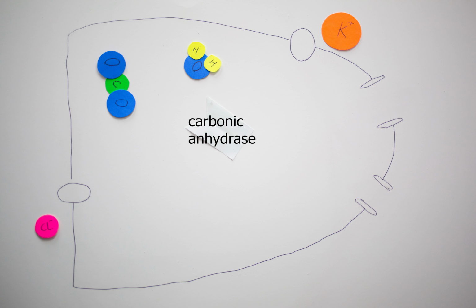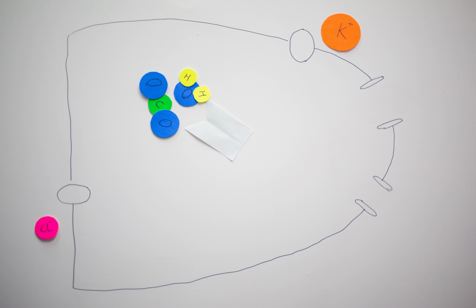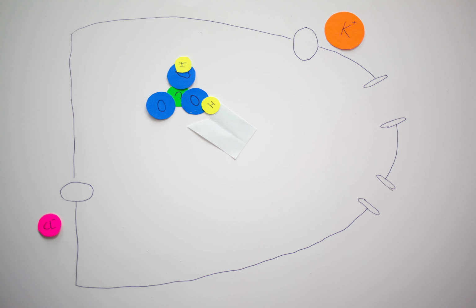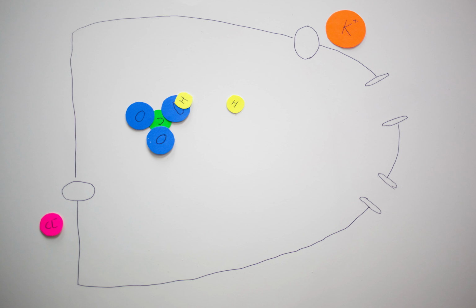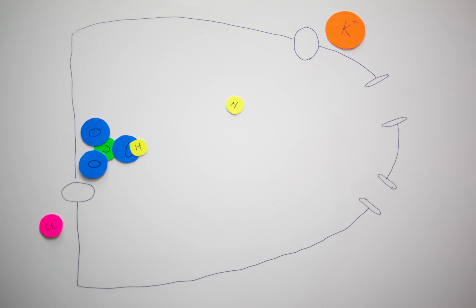and the enzyme carbonic anhydrase catalyzes a reaction between the CO2 molecule and water to form carbonic acid, or H2CO3. The carbonic acid then dissociates, forming a bicarbonate ion and a hydrogen ion. The bicarbonate ion travels to the plasma membrane of the parietal cell, where it is exchanged with a chloride ion through the actions of an anion transport protein on the membrane of the parietal cell.